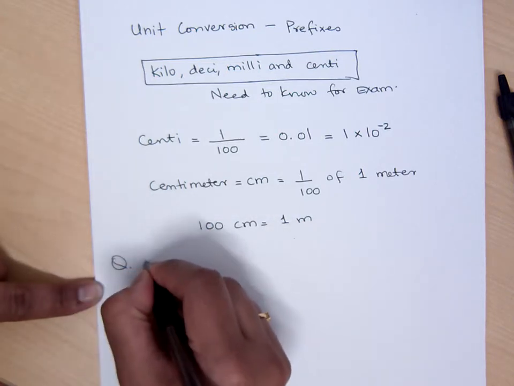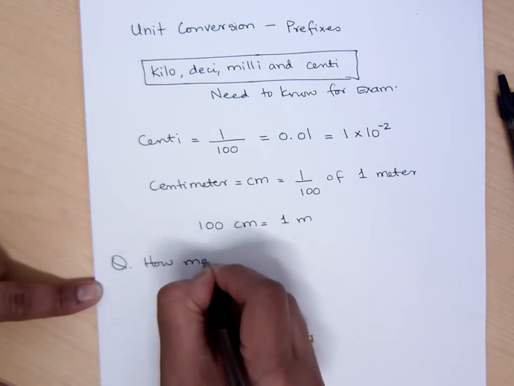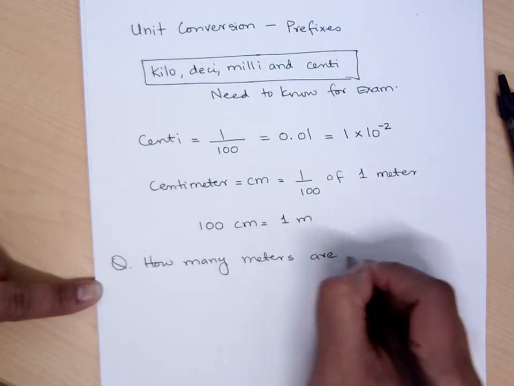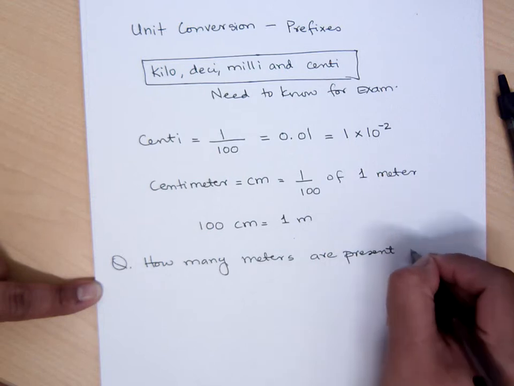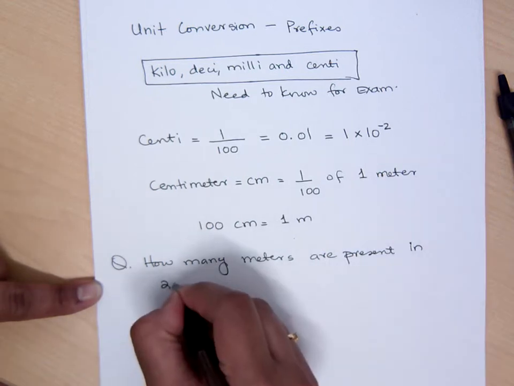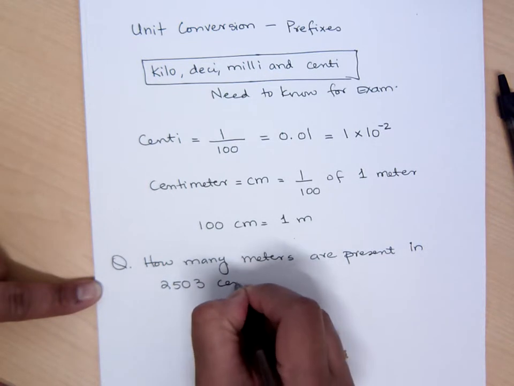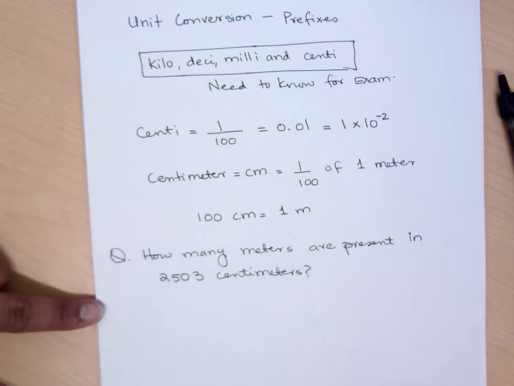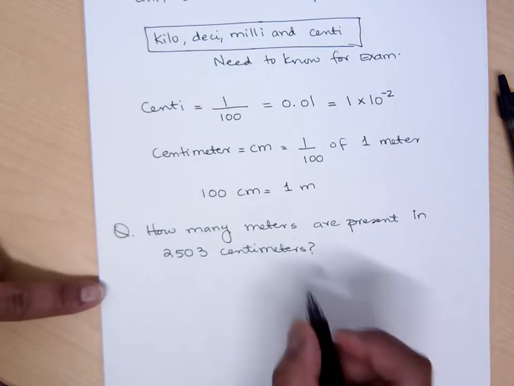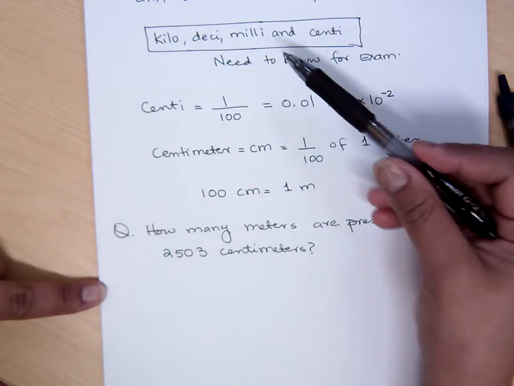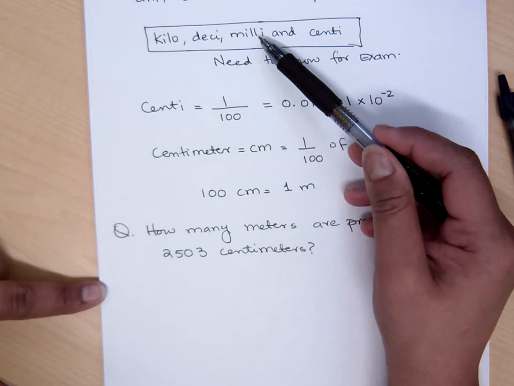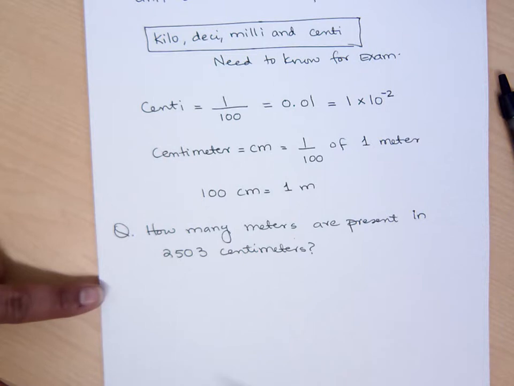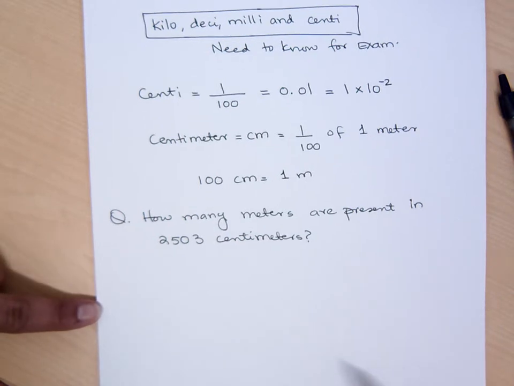Here is a sample question. How many meters are present in 2503 centimeters? When you have a question like this, you will not be told in the exam what centi stands for. So that's the reason you must know what kilo, centi, milli, and deci are for conversions in exam. You don't need to know any other prefix at this time.